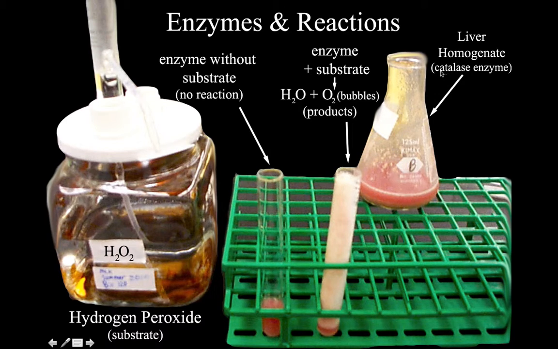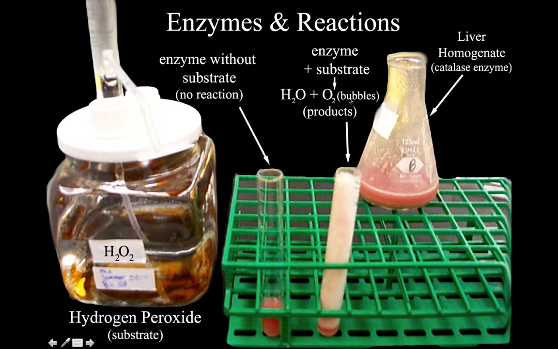So the enzyme we're using is called catalase. In this example, catalase enzyme. What it does is it takes hydrogen peroxide, which is H2O2. You usually use that on cuts to clean cuts and stuff like that. This enzyme catalase will break H2O2, hydrogen peroxide, down to water and oxygen.